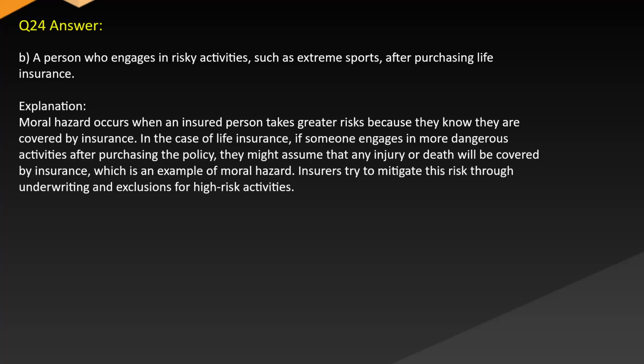Answer: B. A person who engages in risky activities such as extreme sports after purchasing life insurance. Explanation: moral hazard occurs when an insured person takes greater risks because they know they are covered by insurance. In the case of life insurance, if someone engages in more dangerous activities after purchasing the policy, they might assume that any injury or death will be covered by insurance, which is an example of moral hazard. Insurers try to mitigate this risk through underwriting and exclusions for high-risk activities.